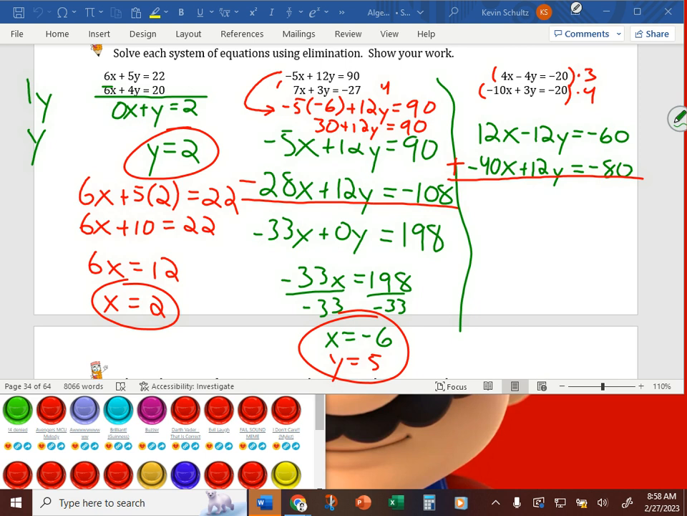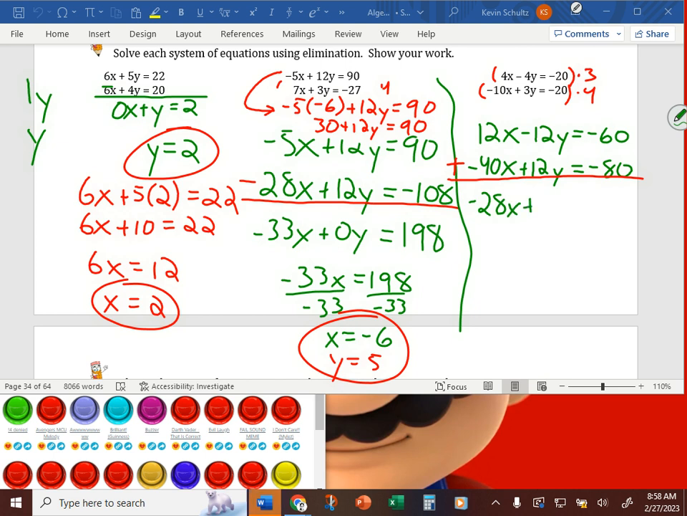But yes, you could. If you multiply the bottom equation by a negative 4 to make this negative 12y here, you'd still subtract. Okay? So kind of the rule of thumb is if the signs of the coefficients are the same, subtract. If they're different, then you add. But in this case, we are going to add. So 12 plus negative 40 is what? Negative 28.